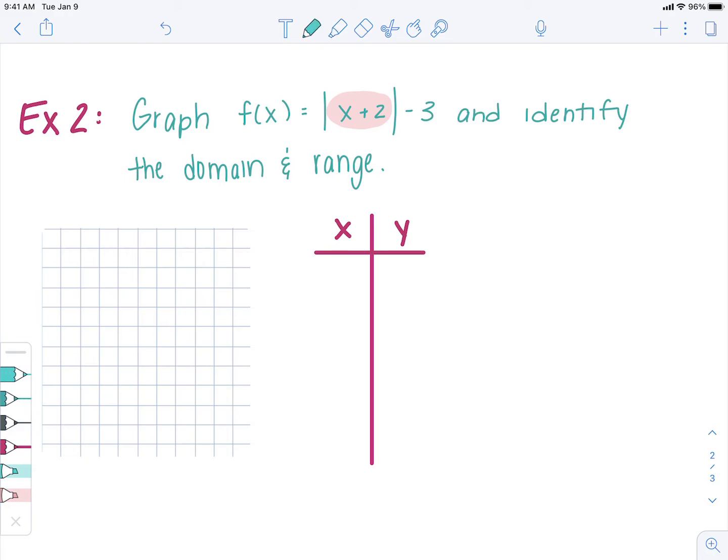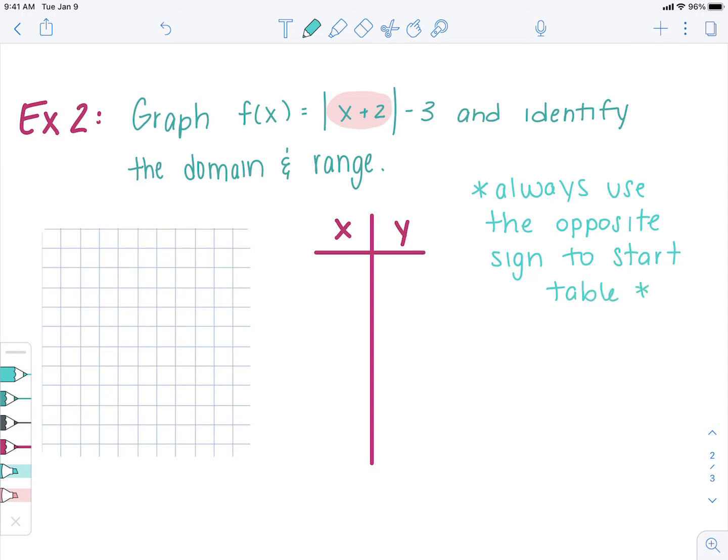I'm always going to use the opposite sign to start my table. So since I have a +2 here, my middle number for my table will be -2.